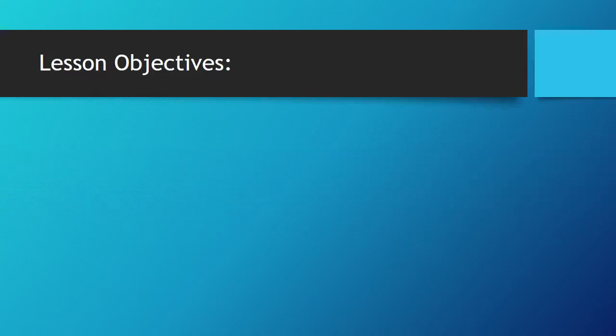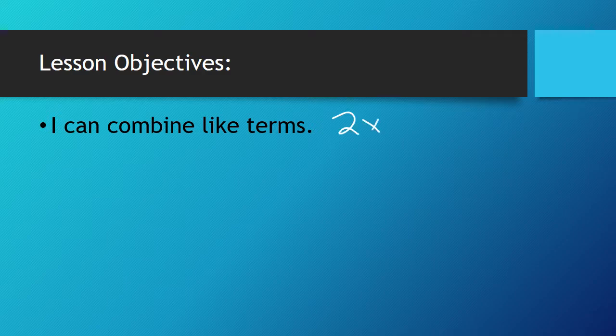When we're watching this video, these are our lesson objectives. In other words, it's what are we going to learn? By the time you're done, you should be able to combine like terms. A like term would be anything with the same variable and the same power. If I gave you these two terms, 2x and 3x, those are in fact like terms because they both have an x, and they both have an x that has a power of 1. Now, if I put 5x squared, these would not be like terms because this has a power of 2. So you should be able to combine like terms.